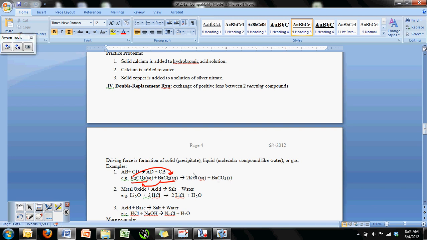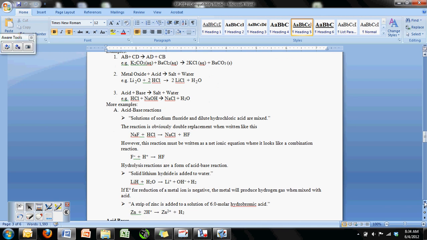If you were to write net ionic equation, you'll see solubility rules dictate that potassium chloride is soluble, so the net ionic here would be barium ions react with carbonate ions to form barium carbonate precipitate. A precipitate is written with S, solid, meaning it does not dissociate into ions. So the question here is, how do you know if a precipitate will form for something or not? That is guided by what's called solubility rules. And I have the solubility rules written here at the bottom of double replacement reactions.